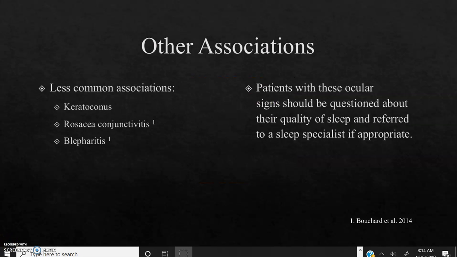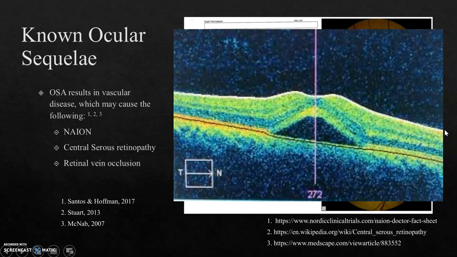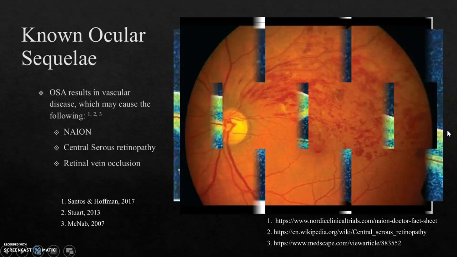Other less common associations with obstructive sleep apnea include keratoconus, rosacea conjunctivitis, and blepharitis. Patients with these ocular signs should be questioned about their quality of sleep and referred to a sleep specialist if appropriate. After considering the associations, we now want to discuss the things that are known sequelae of this disorder, namely non-arteritic ischemic optic neuropathy, central serous retinopathy, and retinal vein occlusion.